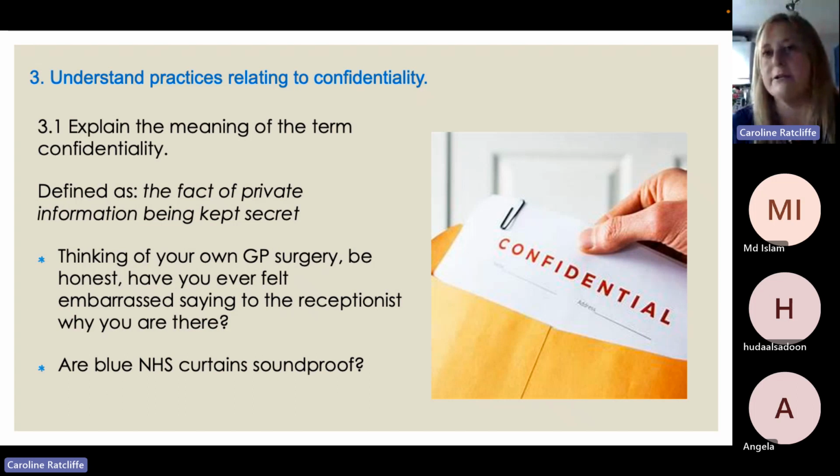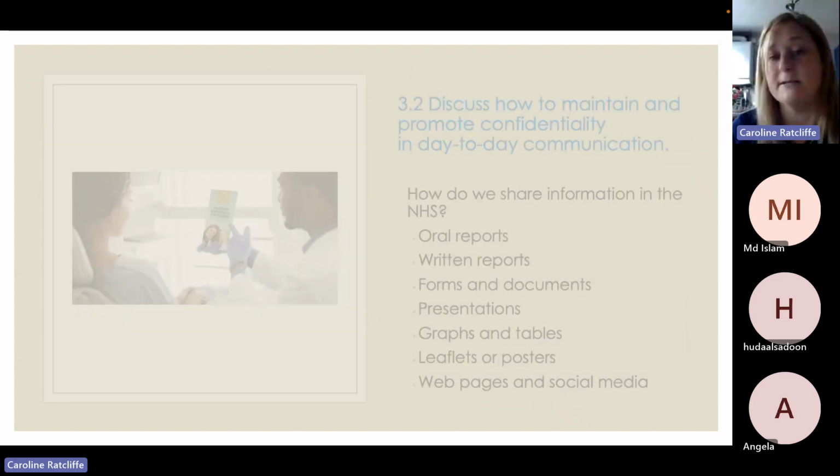I've already said about the blue curtains. Yeah, it does make me laugh, the people that genuinely think that they're soundproof. I've seen it so much over the years.